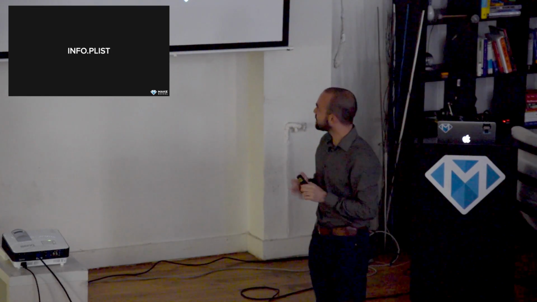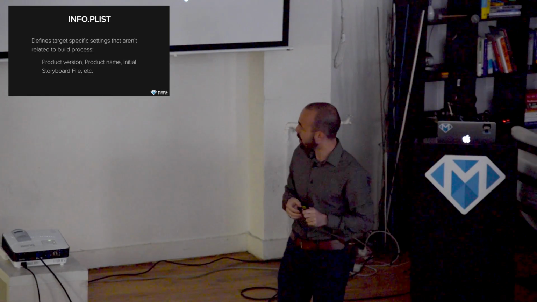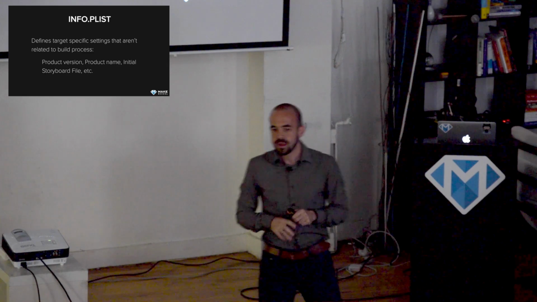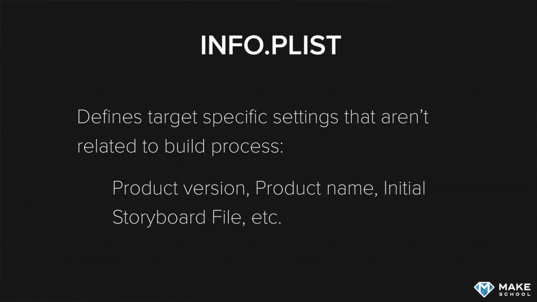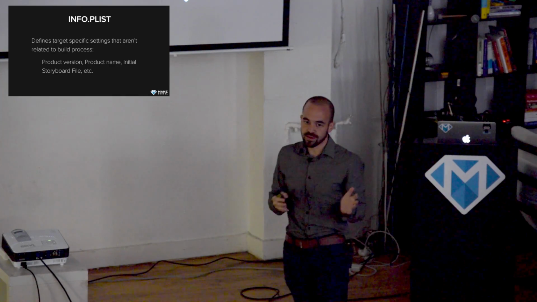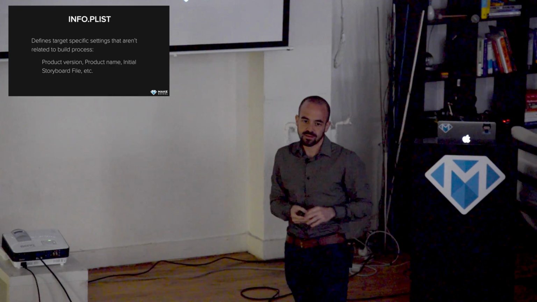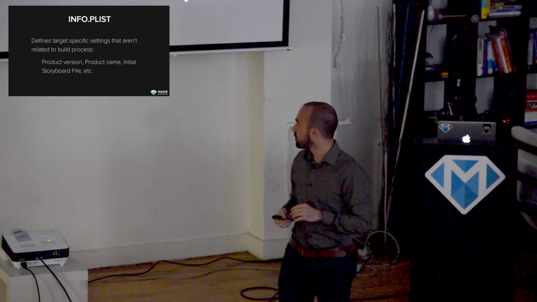Last, we have an Info.plist. Some of you, if you've done iOS development, stumbled upon that as well. That is basically all the target-specific settings that are not relevant for the build process. So here we don't talk about build settings, but we talk about relevant information for the finalized product that lands on the device of the user.